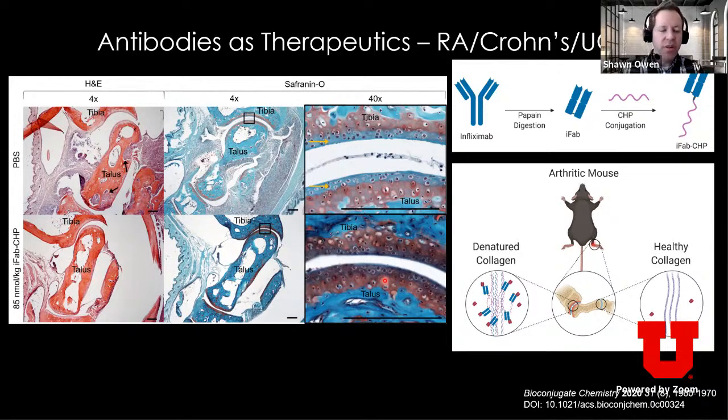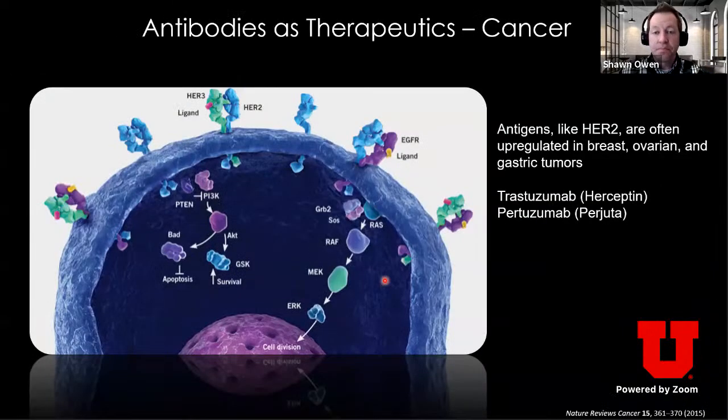So we're continuing this work. We're trying different avenues, trying to get this system to work a little bit better, but hopefully can push forward to new types of therapeutics that don't have some of those bad toxic side effects that Humira and infliximab normally do. Another major area for antibodies is therapeutics.